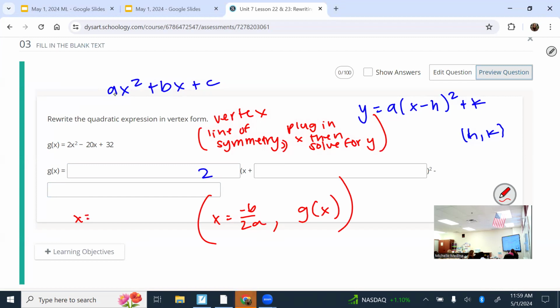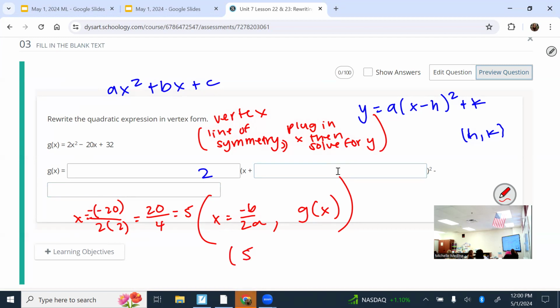So what is my b value in this? Negative 20, and it's a negative b. So we do negative and then we plug in the negative 20 like that. And then 2 times a, what's my a value? And then we simplify. What happens when it's a negative 20? Positive. Good. 2 times 2 is 4, 20 divided by 4 is 5. So the x of my vertex is 5.